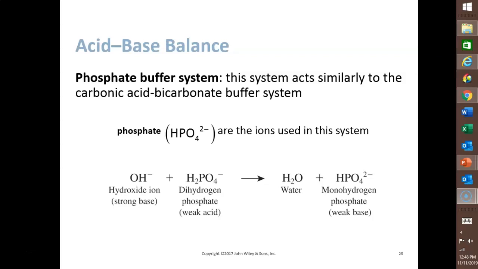So what's the big picture with these buffer systems? Strong acids and bases can bind to each other, hydrogen ions, phosphate ions, bicarb ions, and convert strong acids and bases to weak acids and bases. That's the big picture with these buffer systems.